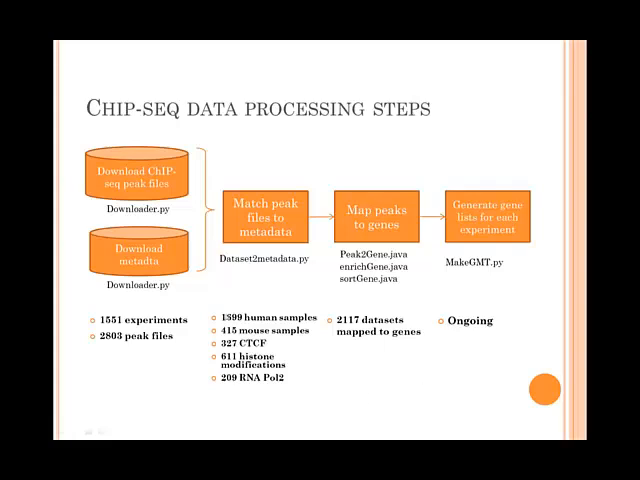And here are some numbers for the data set. So for the new batch of ChIP-seq data, we have both human and mouse samples. And we have over 600 histone modifications, as well as some CTCF and RNA Pol II occupancy.